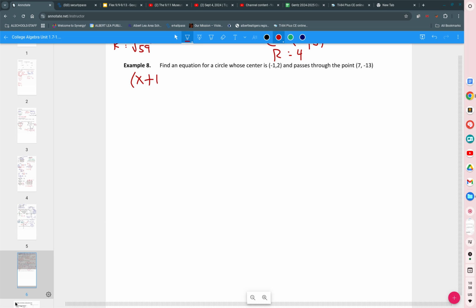You have the center. I hope that you were able to come up with (x + 1)² + (y − 2)². You don't have the radius. I think that sometimes mathematicians get lost in not drawing a picture. I think it's helpful to visualize it. If you need to draw a picture, again, we have the center of (−1, 2). We have a point at (7, −13).